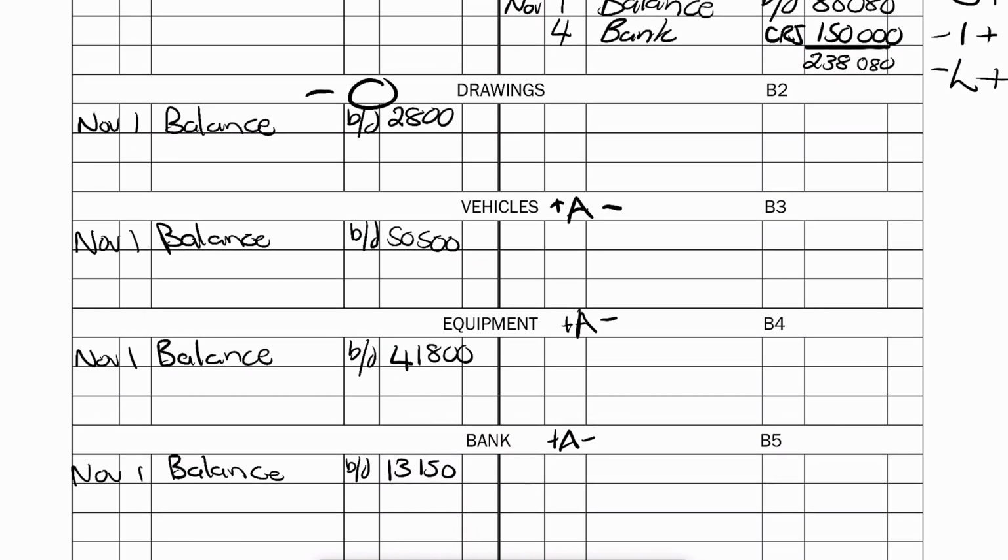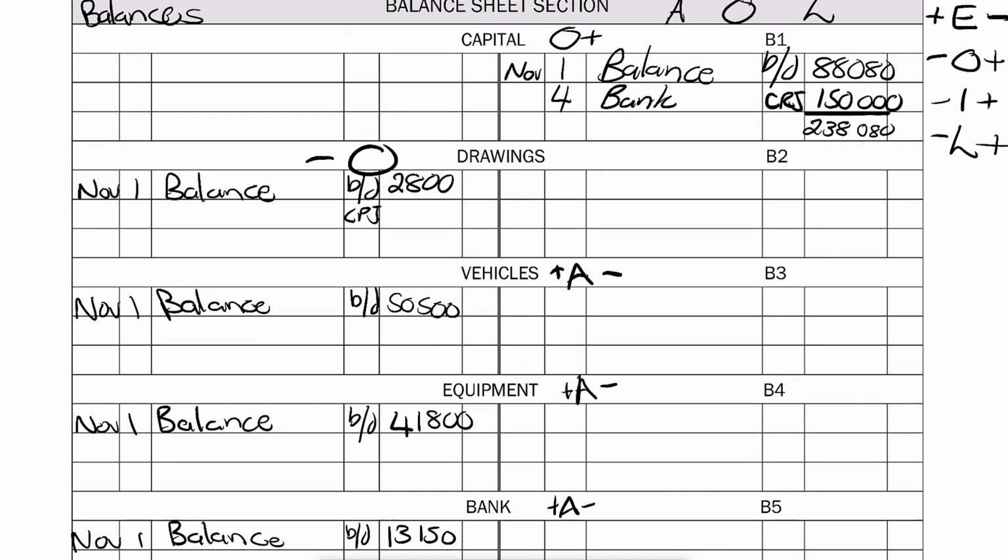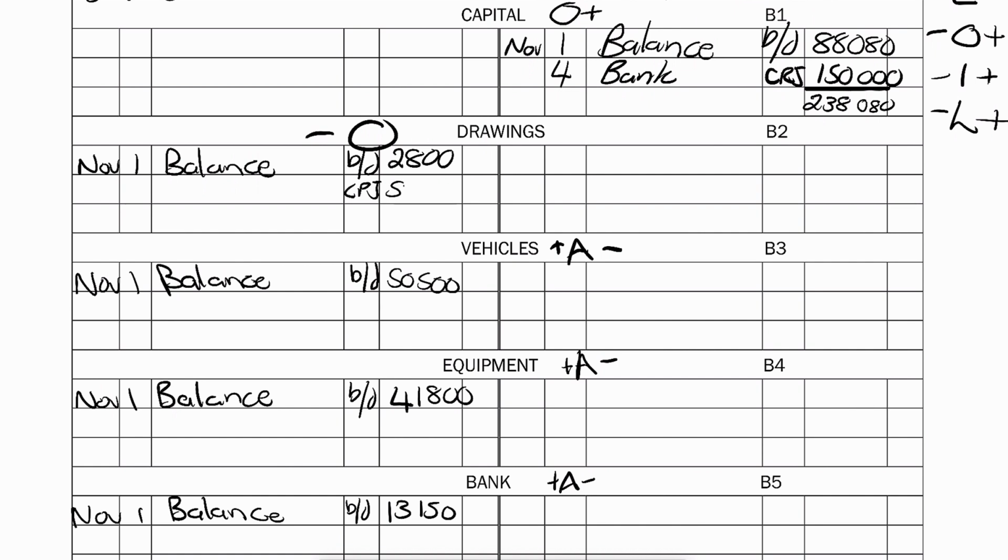Drawings. This is when the owner takes out the business's money for his own personal use. It takes place in the CPJ. If we go up to our CPJ and have a look at what's going on, we'll see that drawings does not have its own column. It does, however, take place as the last transaction on the 27th for 5,200 Rand. So we can go back down to our drawings account. The amount was 5,200 Rand. The journal we looked at was the CPJ, and the date it took place on was the 27th.